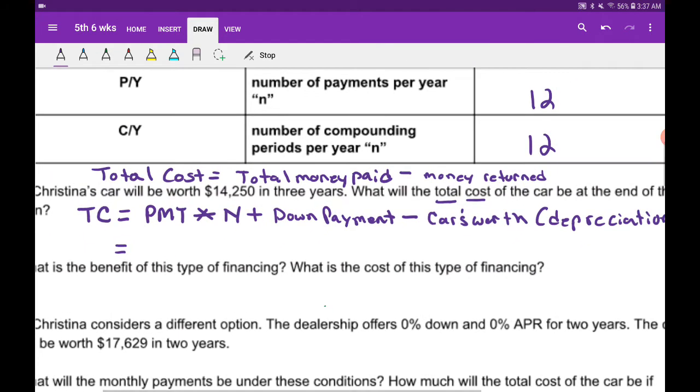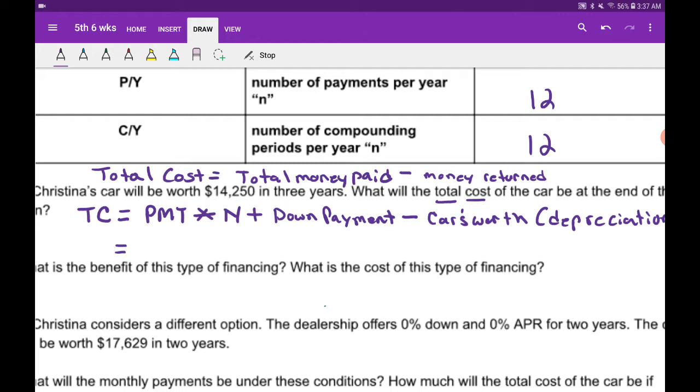All right, N is our compound, so that's part of the payment. The down payment, okay, remember that we didn't finance the whole car. When we finance part of it, we put 10% down. So we've got to add that to the money that came out of our pocket. And then we're going to subtract the car's worth, depreciation. All right, so we get the total cost of this car.